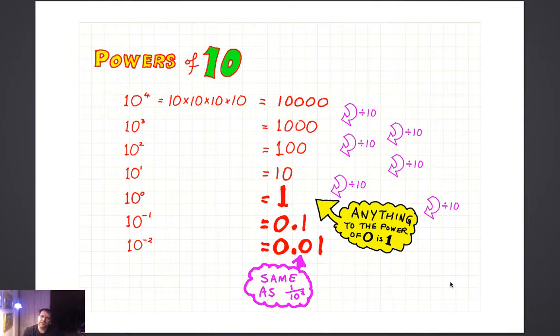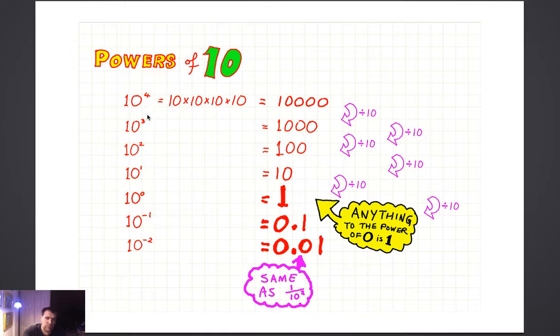Okay, here's a reminder of powers of 10. So 10 to the power of 4, that's 10 times 10 times 10 times 10, which is 10,000. Continuing a pattern, 10 to the power of 3, which I haven't written, but is 10 times 10 times 10, gives you 1,000. And 10 squared is 10 times 10, which is 100. And so we've got a pattern here.